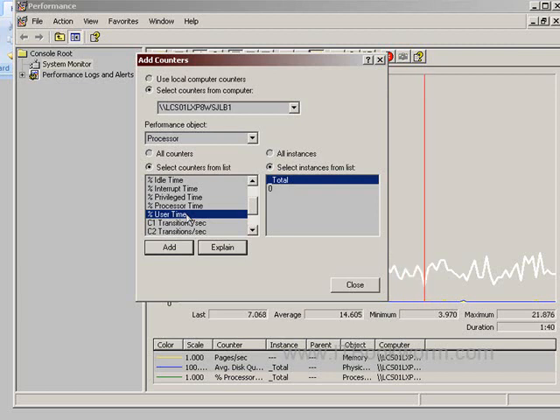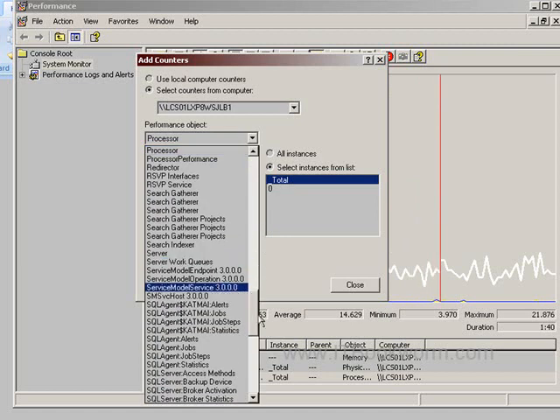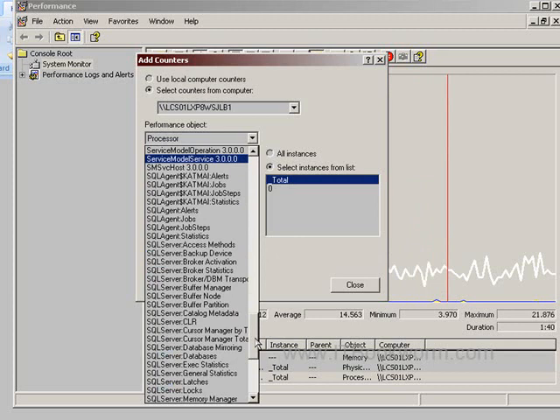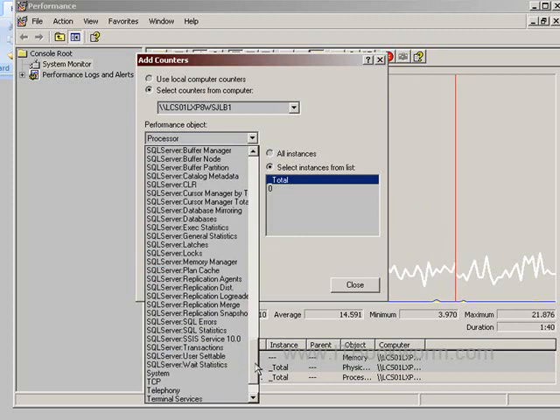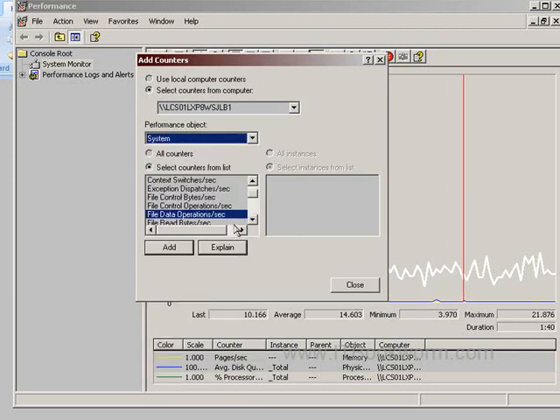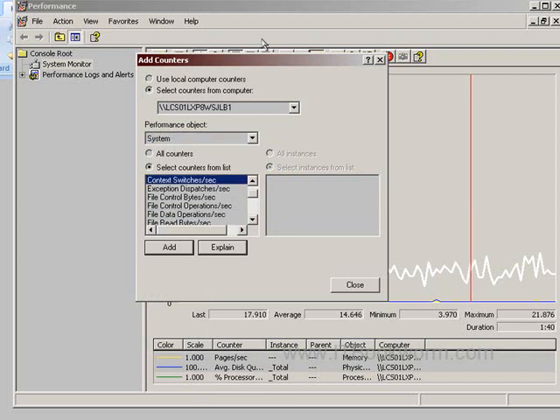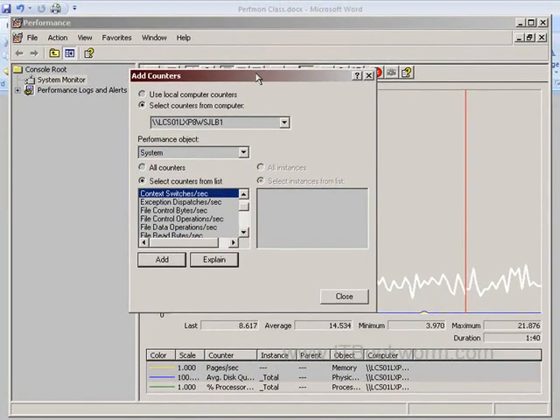Then you can look at context switches, which I think is a system level counter. Context switches per second is how many times it switches from kernel mode to user mode.